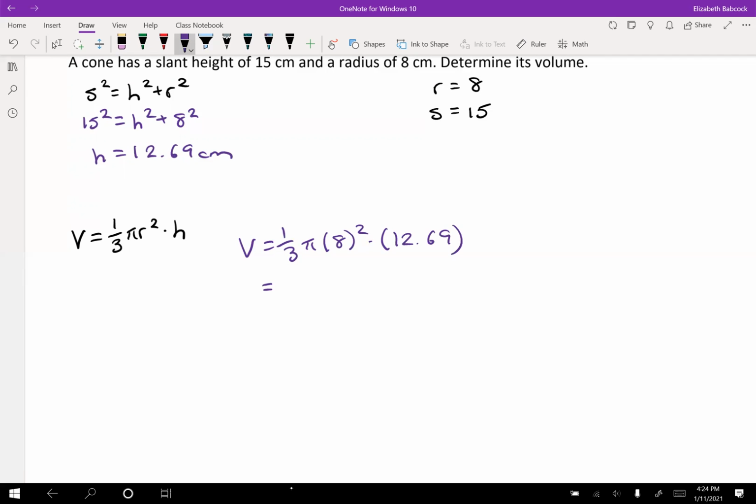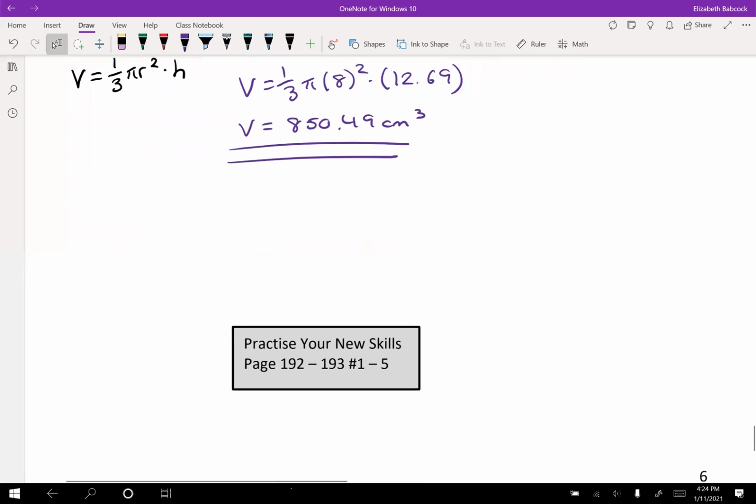And we get a total volume of 850.49 centimeters cubed. There you go. Not too bad. Not much different than a previous unit or previous section. So now you're trying to practice your skills on 192 to 193, numbers 1 to 5.